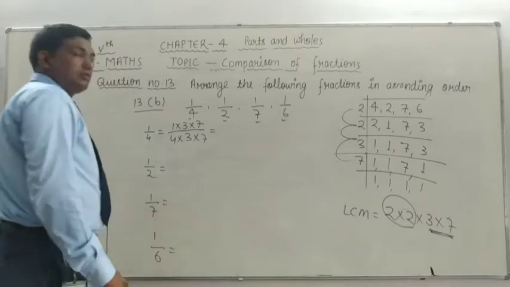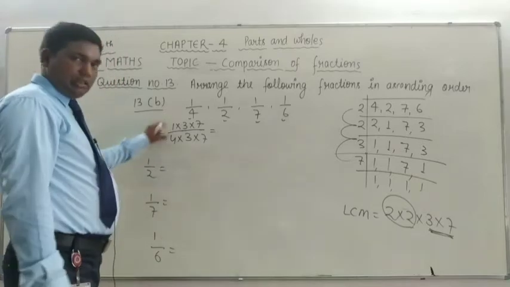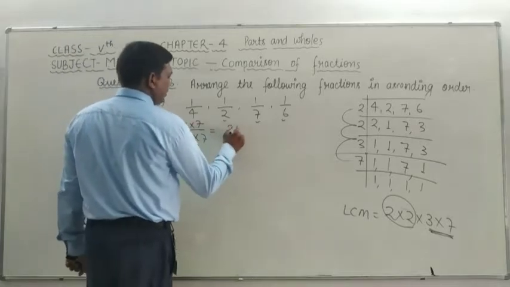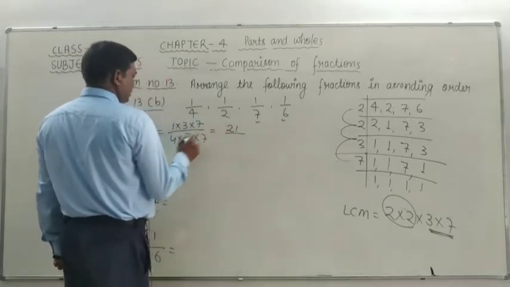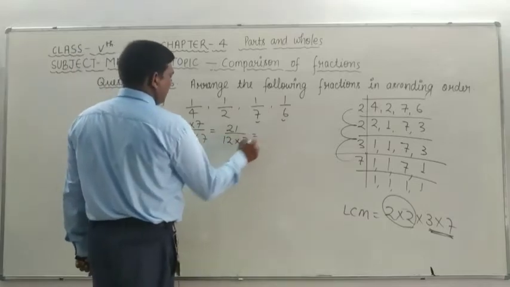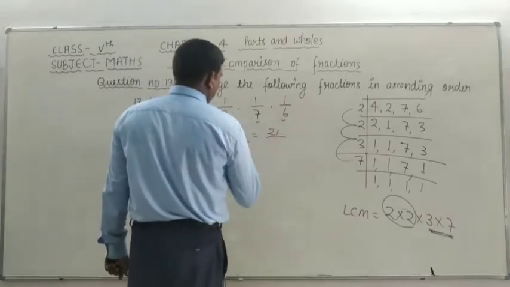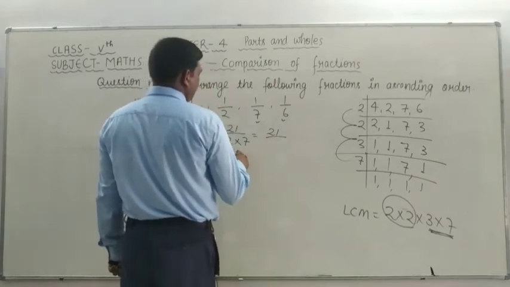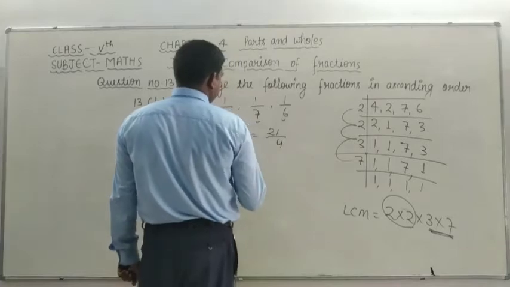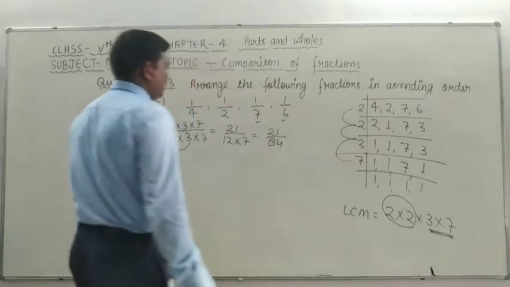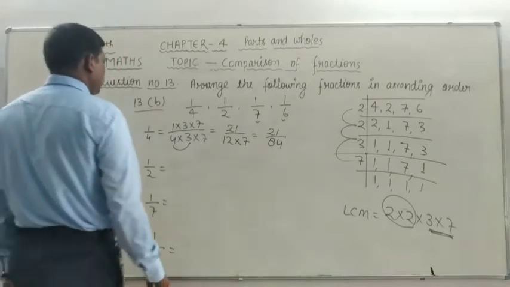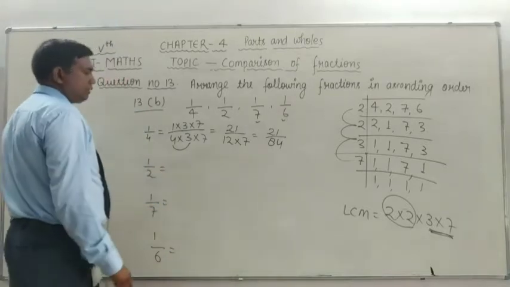Okay students, for making the equivalent fraction, 7 times 3 is 21 over 4 times 3 is 12, multiplied by 7. After multiplying these, we get 7 times 2 is 14, 7 times 1 is 7, plus 1 is 8. So 21 over 84. Similarly, we can solve all given questions.